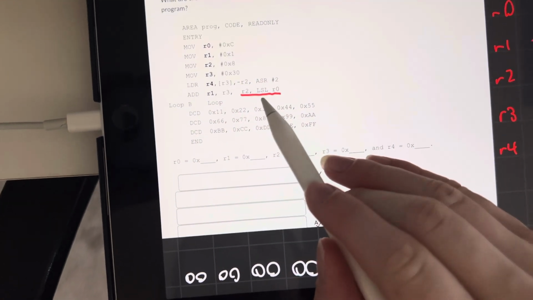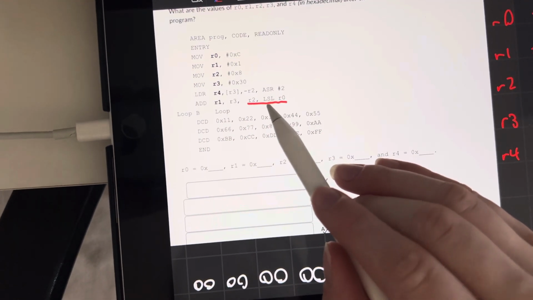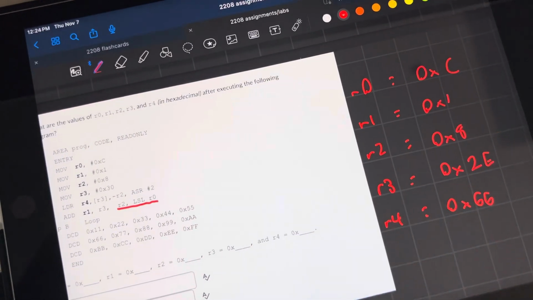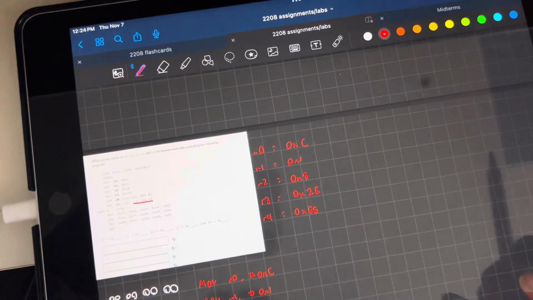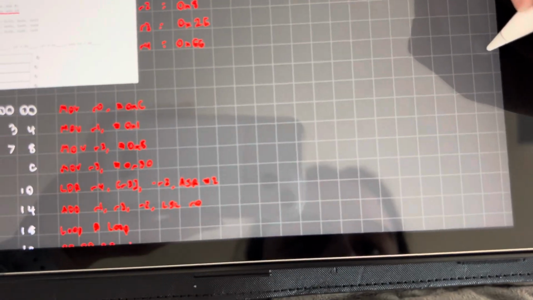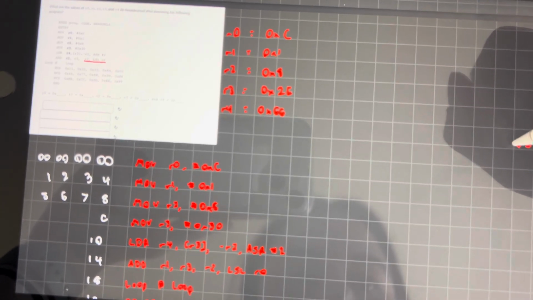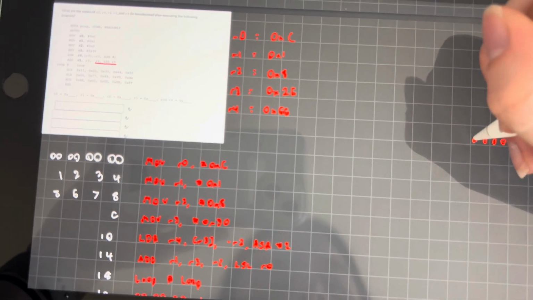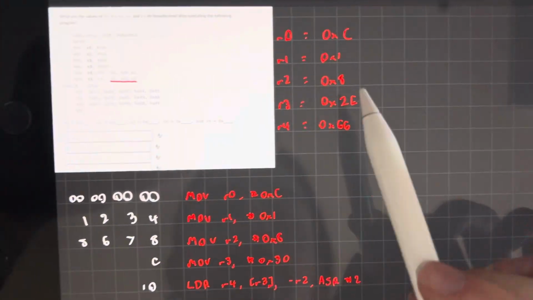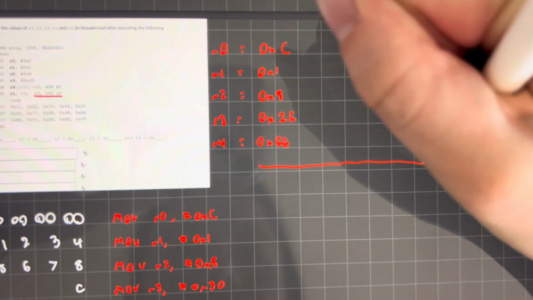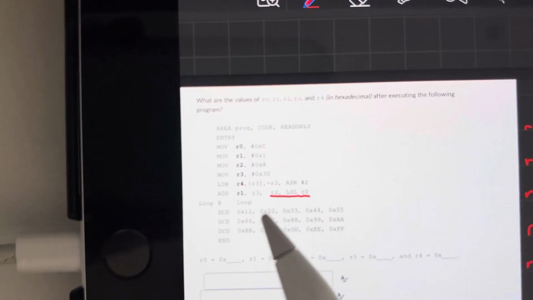What this is doing is we're taking R2 and logically shifting it left by R0. R0 is C, which is the same as 12. So you're going to shift it over 12 times to the left. Let's start by shifting it: 1 2 3 4 5 6 7 8 9 A B C, or 12. That's the same thing. Then we take the value of R2, which is 8, which is just 1,000, and the rest are going to be zeros. That's how we got this number here.